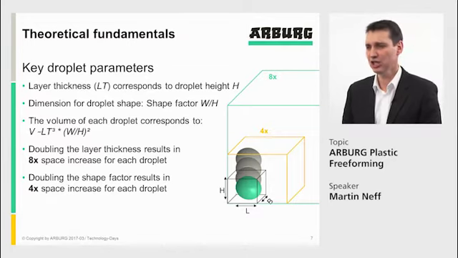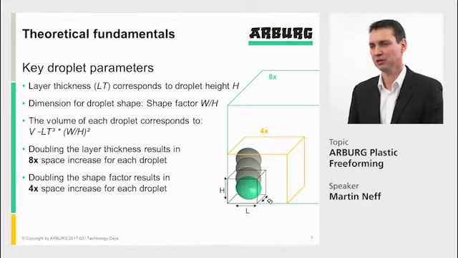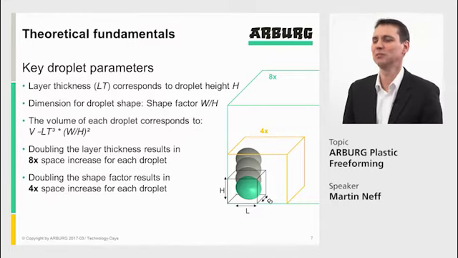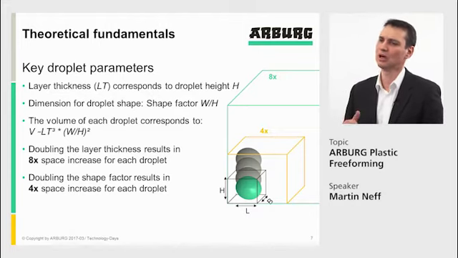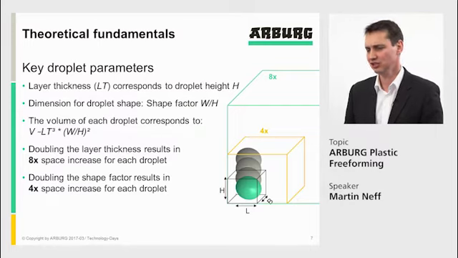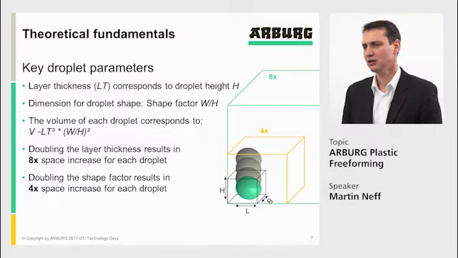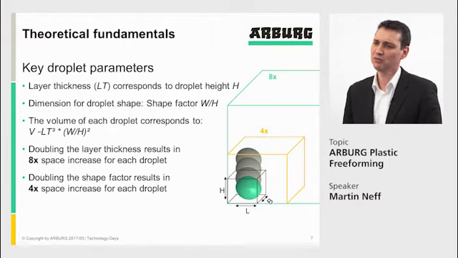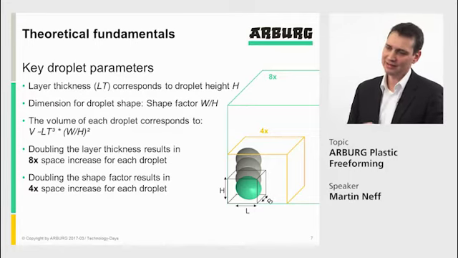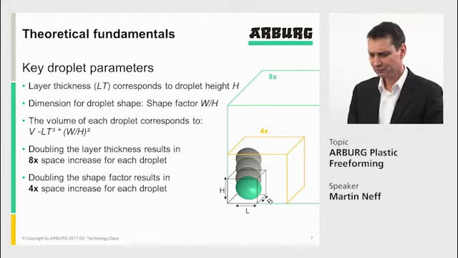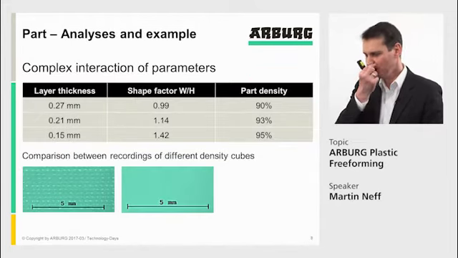That means if I change the layer thickness, if I double the layer thickness, I give the droplet 8 times more space. In other words, I really need to know what I exactly do when I make changes in the layer thickness. The same when I change the shape factor. If I double the shape factor, I get 4 times more space for the droplet. These are some theoretical calculations behind, but let us have a deeper look into the practical application, and this is what we want to show in this slide.